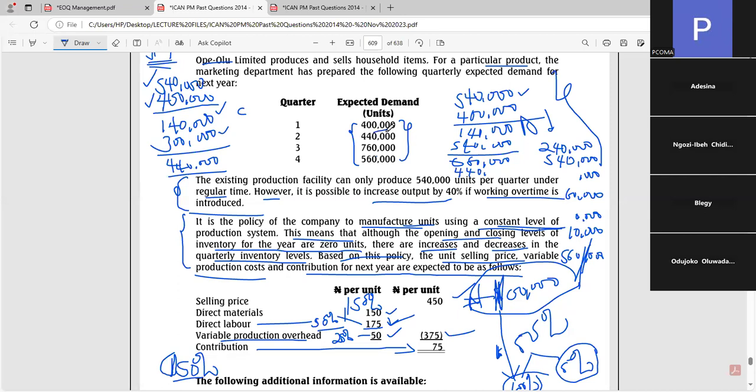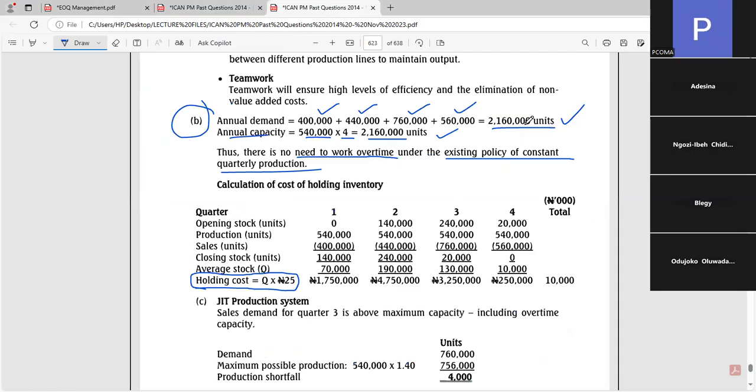So 400, 440, 760, 560, they are all demands that we need. Add everything together. The total demand that we have in a year is the addition of everything. So all the demand added together is what gave us 2,160 units. Is that one clear now? That's our total demand. Is that one good?